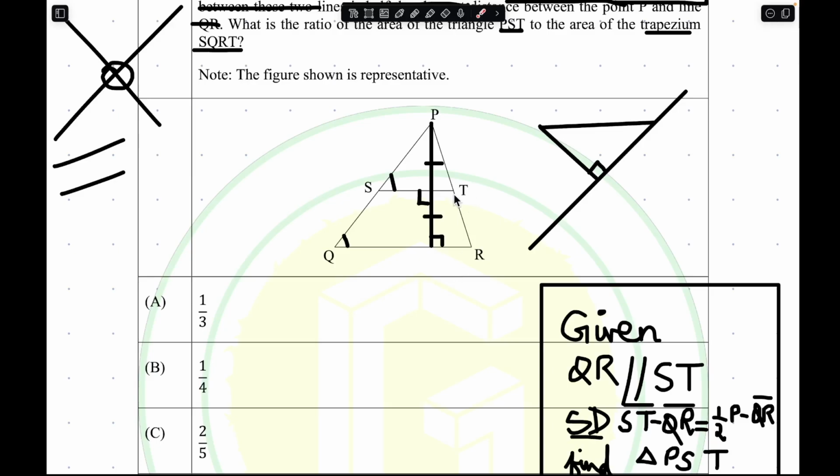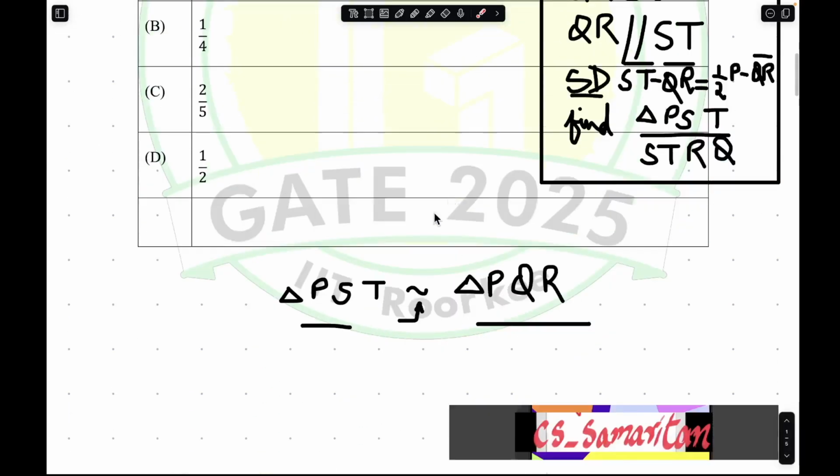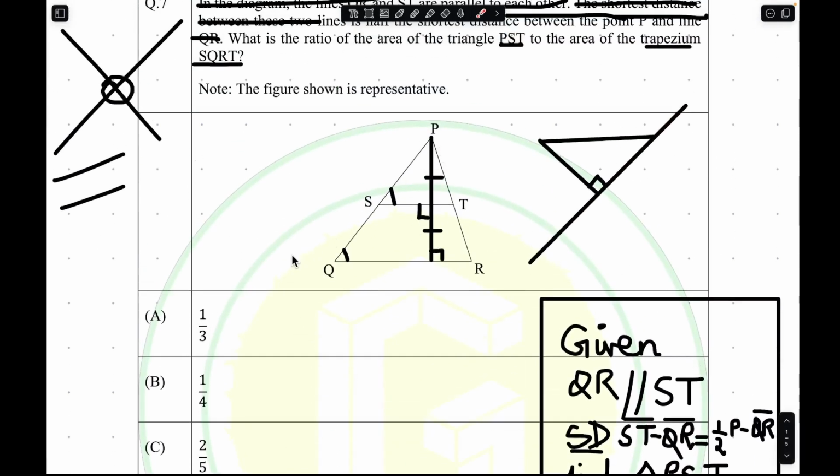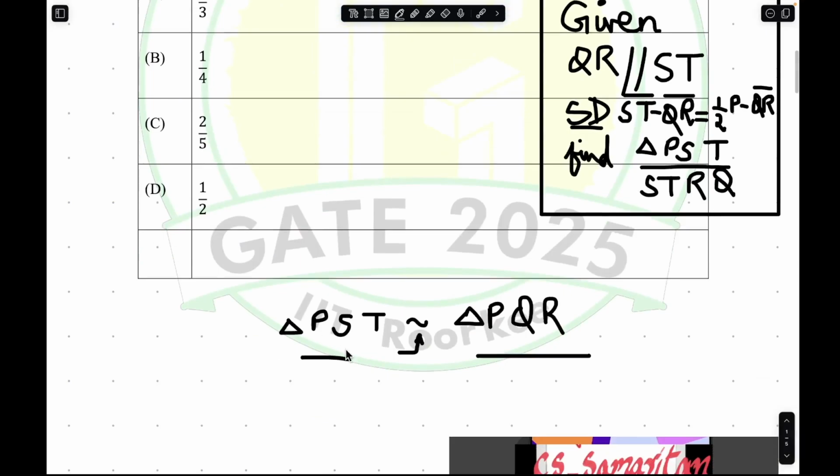But the basic concept is that similar figures are basically the same figures, but the size is different. Similar basically means the exact same figure, just the size is different. For triangles, one of the conditions for similarity is two angles being the same. As you can see, for this triangle PST, the angle S is the same as the angle Q of PQR, and this angle P is common. These two angles are the same because of these lines being parallel and this angle being common. So the double A condition is met, and we can say that PST is similar to triangle PQR.